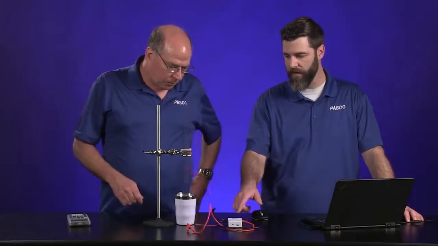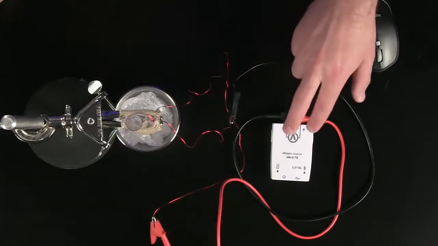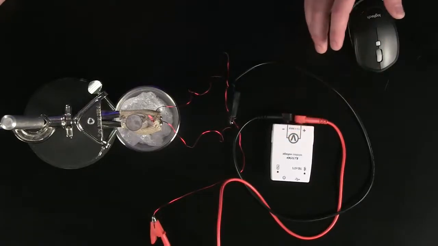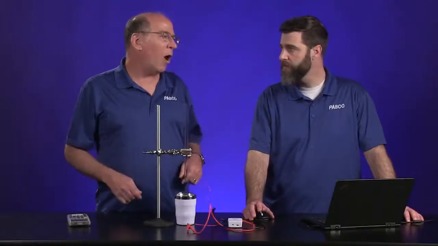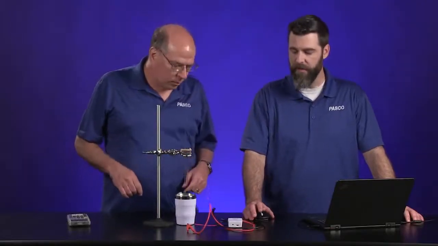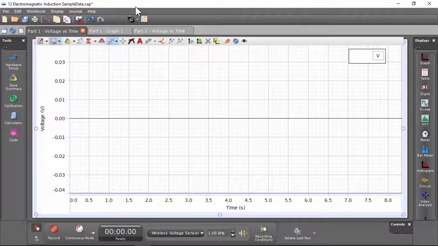Okay, and it looks like that loop is connected to this voltage sensor here. So the voltage would act as a proxy for the EMF generated. Okay, and we can measure that using Capstone. And so let's give it a try.